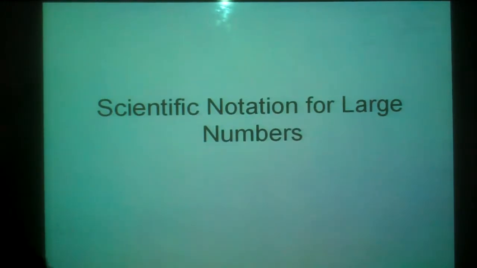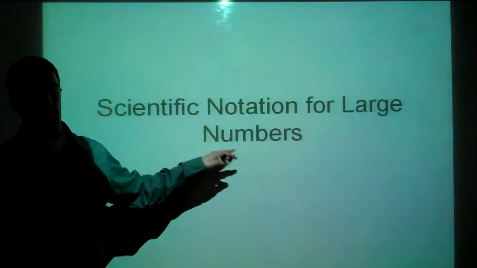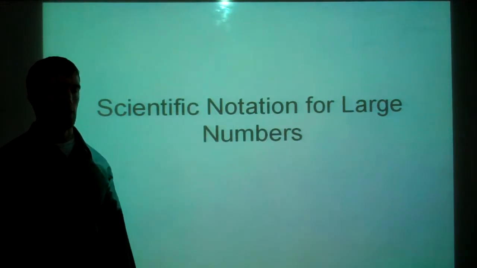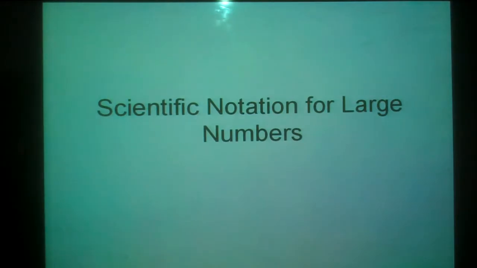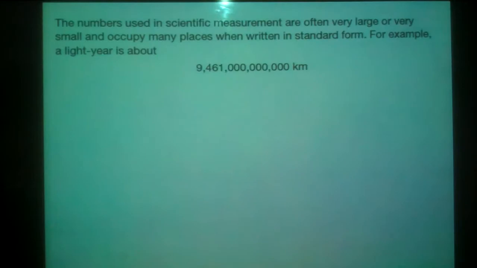And today we're only going to talk about large numbers. In the future we're going to talk about scientific notation for very small numbers. But today we'll focus on large numbers because it's the easier way to get into it. Okay. So here it says, the numbers used in scientific measurement are often very large or very small and occupy many places when written in standard form. For example, a light year is about this large number here.